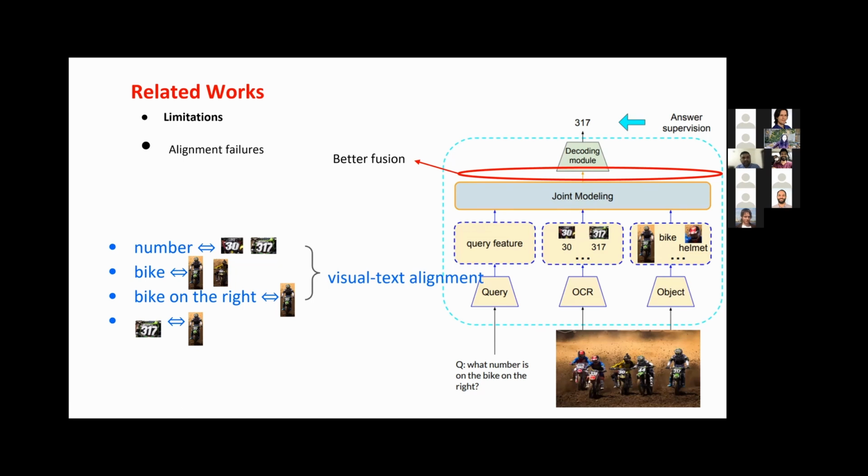Other than the visual text alignment, it is also important to align the OCR region and the object region. For example, in this case, it's very important to understand that the OCR region 317 falls on the bike that we are interested in. So we call this OCR object region alignment. Failing to build any of this alignment might lead to a final incorrect answer.